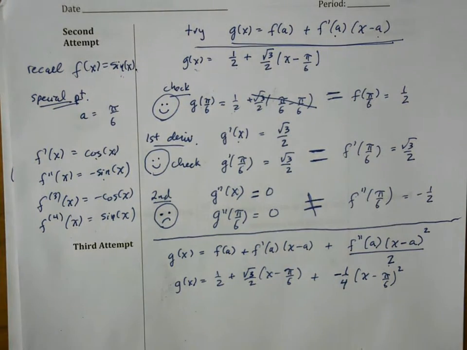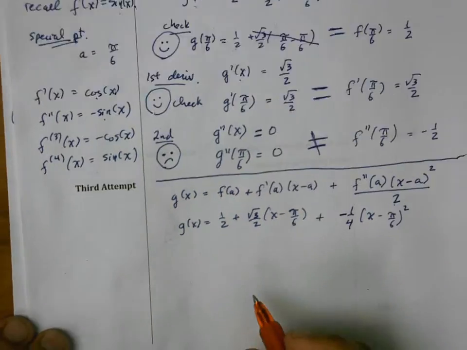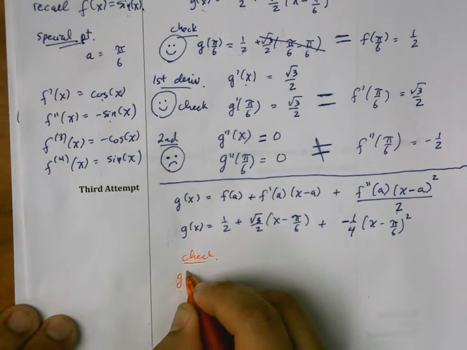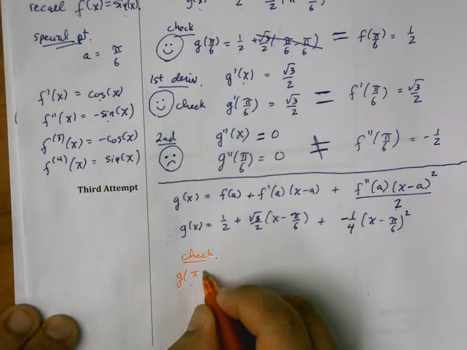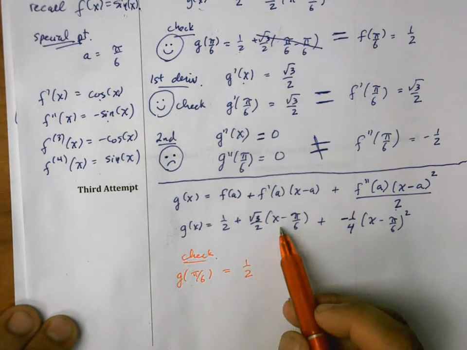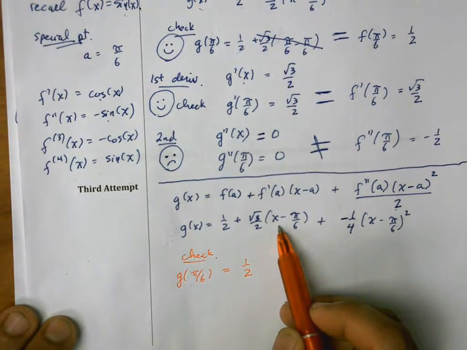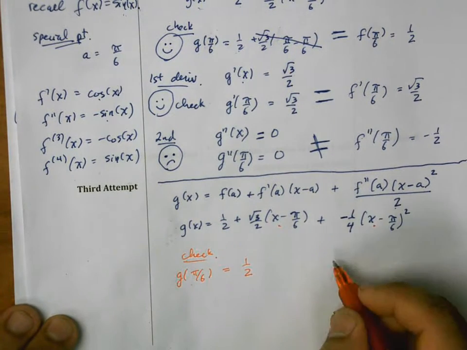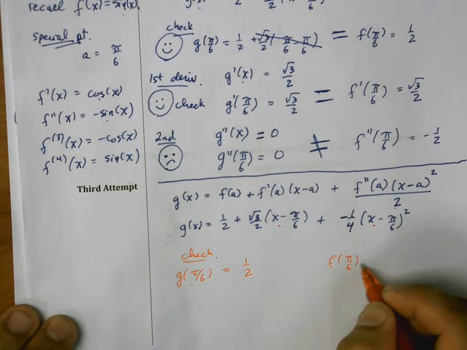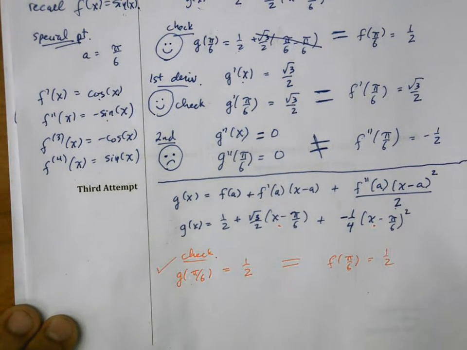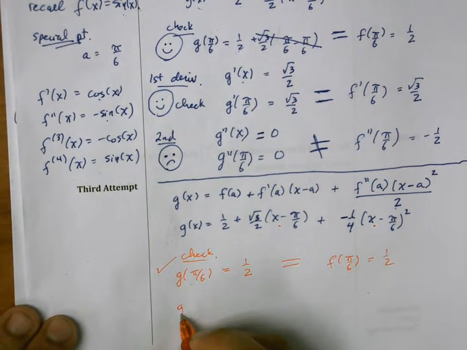So let's see why this works. Let's switch up the colors a little bit here. So let's check g of pi over 6. You can see that we get 1/2. We plug pi over 6 into here, so that's 0. And we plug pi over 6 into here, that's also 0. f of pi over 6, we already know, is 1/2 from up here. So that works. Done. No surprise there.